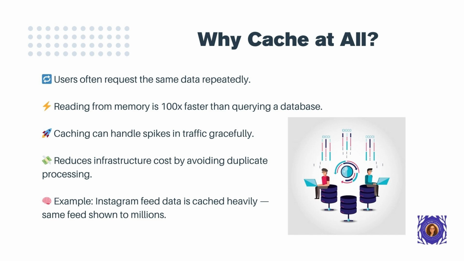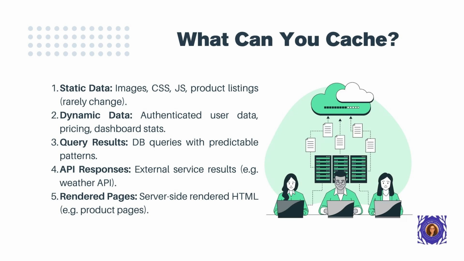Lastly, by reducing the load on your primary data sources and backend servers, caching often leads to significant reductions in infrastructure cost, as you can serve more users with fewer or less powerful compute resources. A prime example is an Instagram feed. The same feed data is heavily cached and served to millions of users, dramatically reducing the load on their core data stores.